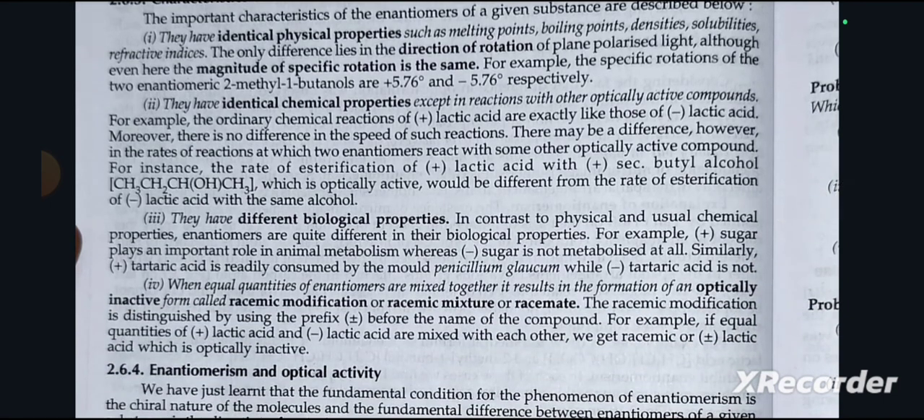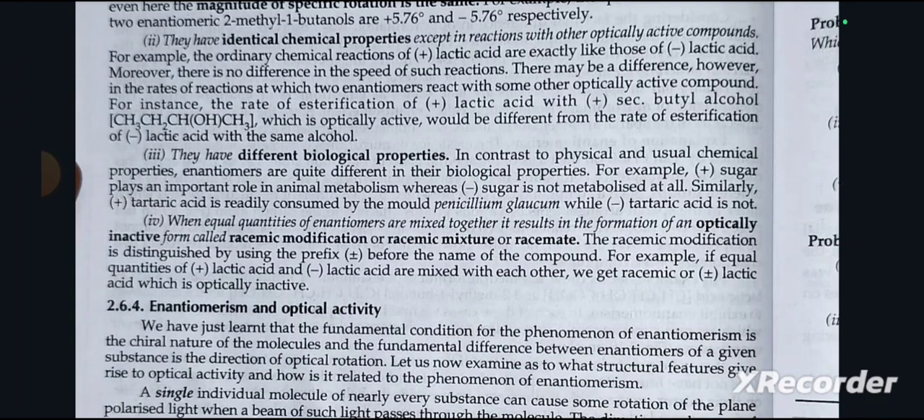Second, they have identical chemical properties except in reactions with other optically active compounds. For example, the ordinary chemical reactions of plus lactic acid are exactly like those of minus lactic acid. Moreover, there is no difference in the speed of such reactions. There may be a difference, however, in the rate at which the twin enantiomers react with some other optically active compounds. For instance, the rate of esterification of plus lactic acid with plus butyl alcohol, CH3CH2CHOHCH3, which is optically active, would be different from the rate of esterification of minus lactic acid with the same alcohol.